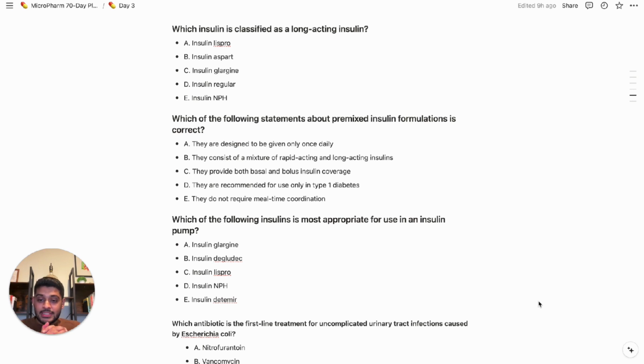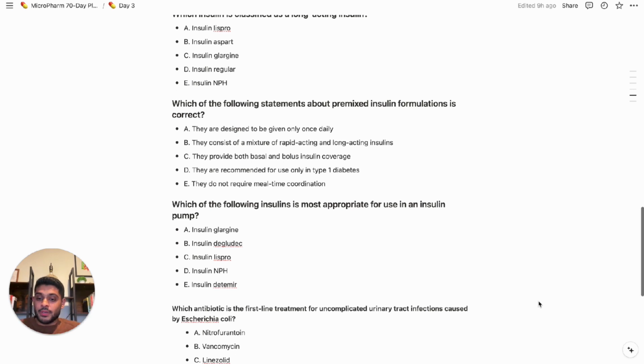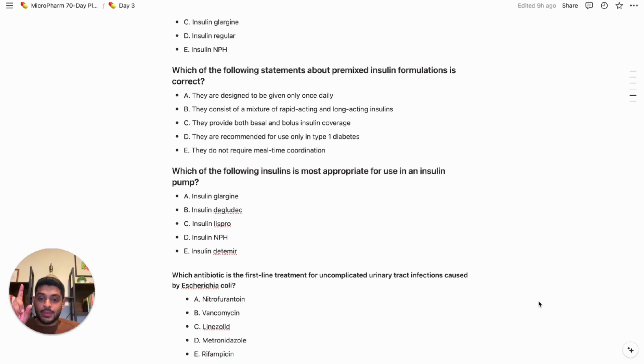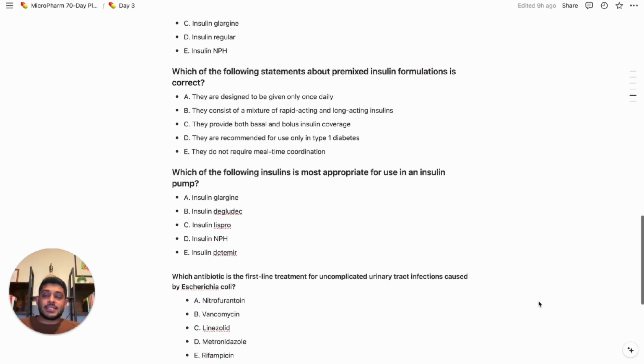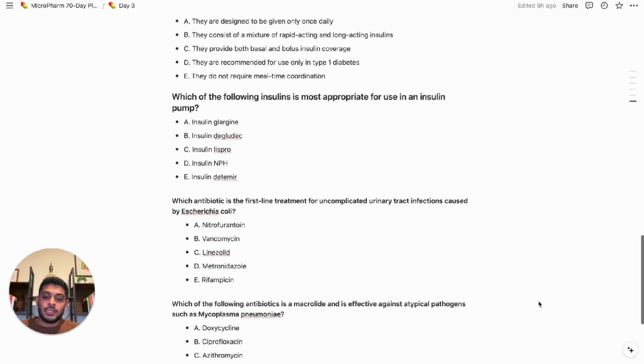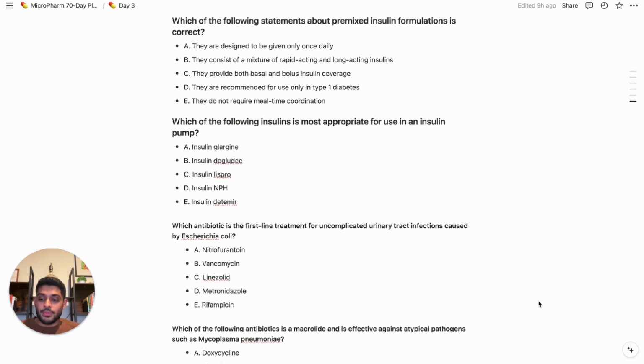Okay, so the correct answer for this was insulin Lispro. It's a rapid-acting insulin. Rapid-acting insulins are used in insulin pumps. There's only one type of insulin that's used in an insulin pump, and that's it. If it's released out slowly, that gives you your background coverage. And then when you're going to have a meal, you inform the pump how many grams of carbohydrates you're going to consume, and following on from that, it will give you a bolus.